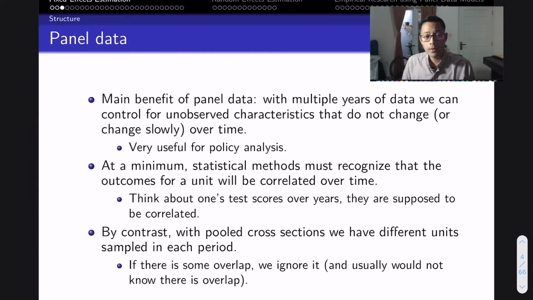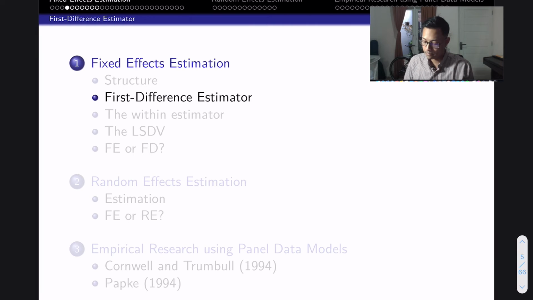So this is something that we discussed back in Econometrics 1, a very useful but quite straightforward method of first difference. But let's do a quick review of the first difference estimator because it's going to be very related to our discussions on fixed effects estimation.